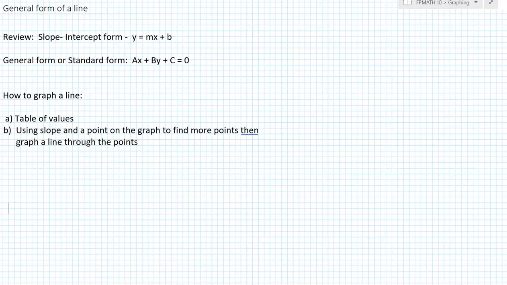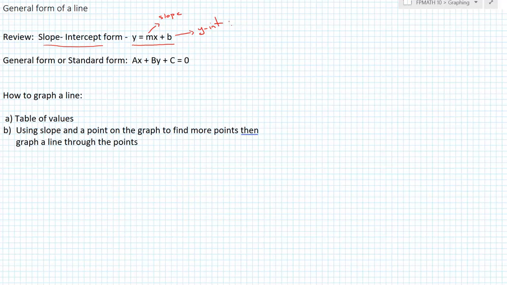Good day everyone. So today we're going to work on the general form of a line. Let's do a quick review. We have done the slope-intercept form. So this we have done, and the form was y equals mx plus b, where m was the slope and b was the y-intercept. And that was very straightforward.